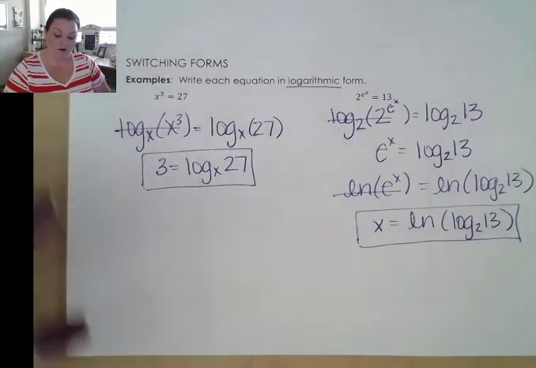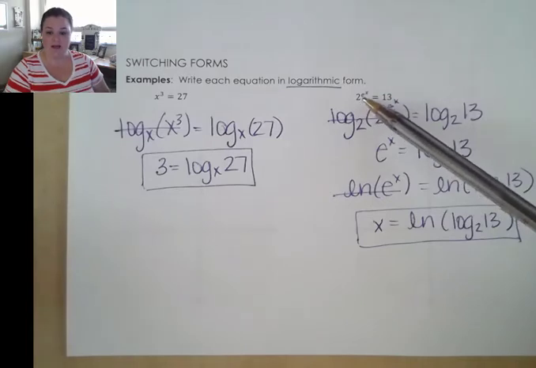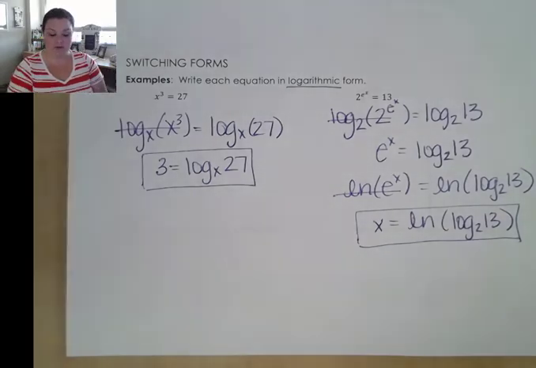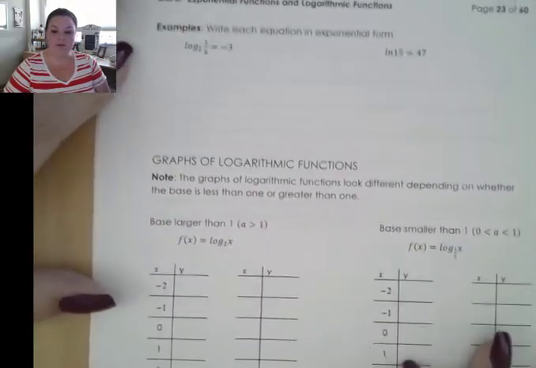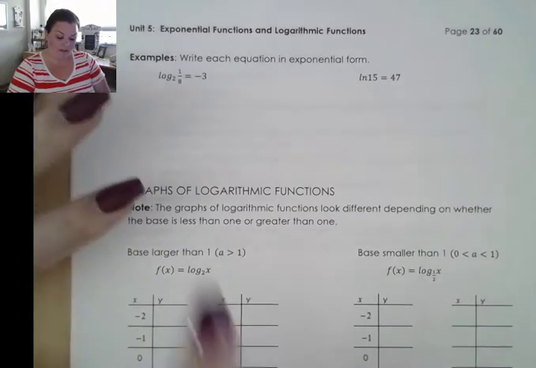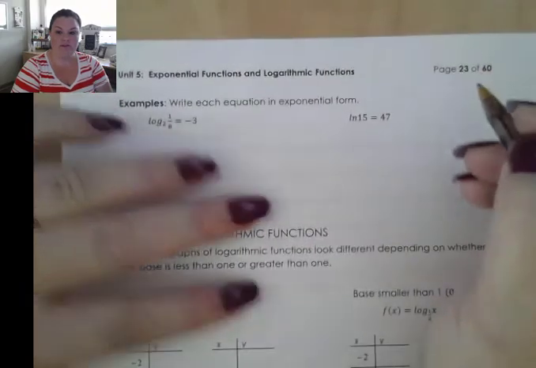Okay, so notice if I started with an exponential within an exponential, I should end up with a log within a log, right, when I change forms. So this was going from exponential form to logarithmic form. Now we want to look at going from logarithmic form to exponential form. So do you remember when we had that rule? I'm just going to write up here in the corner.